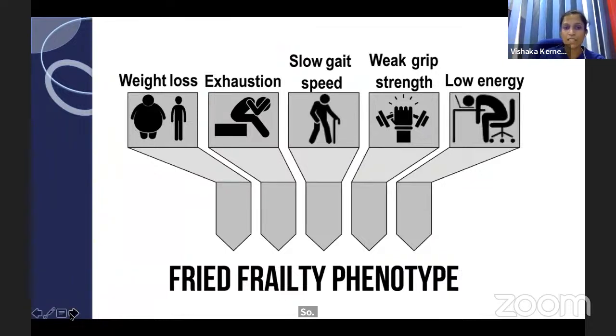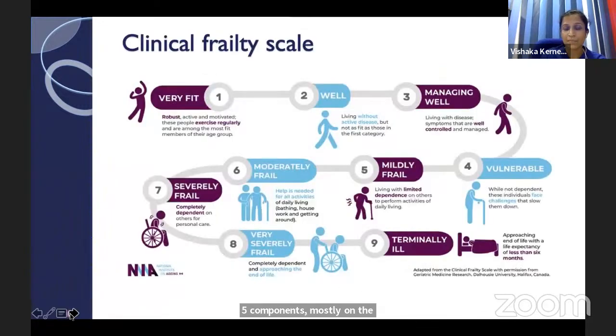So this is the FRAIL scale. As you can see, it has 5 components, mostly on the physical aspect. And the clinical frailty scale is an overall assessment of the patient, from very fit to terminally ill. There are about 9 categories where you can put the patient into one of these categories by overall assessment of the patient. It's not like a score. But it's quite easy if you look at it. You just have to give an overall assessment of the patient.